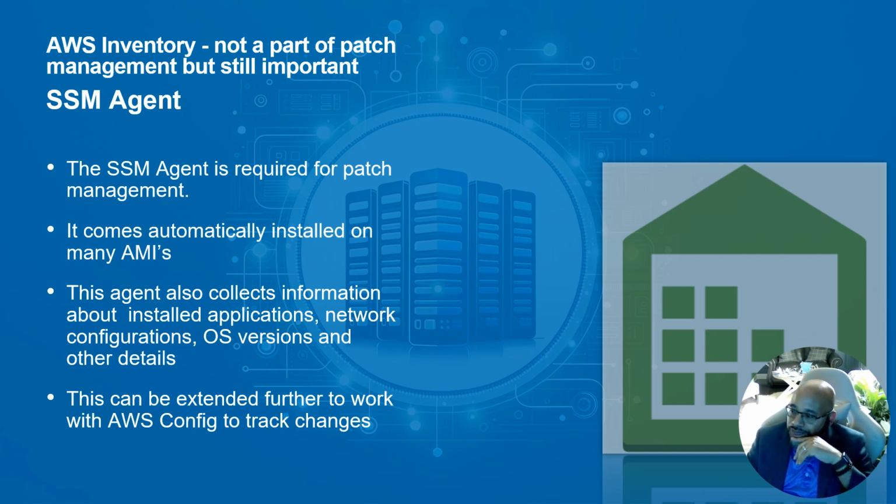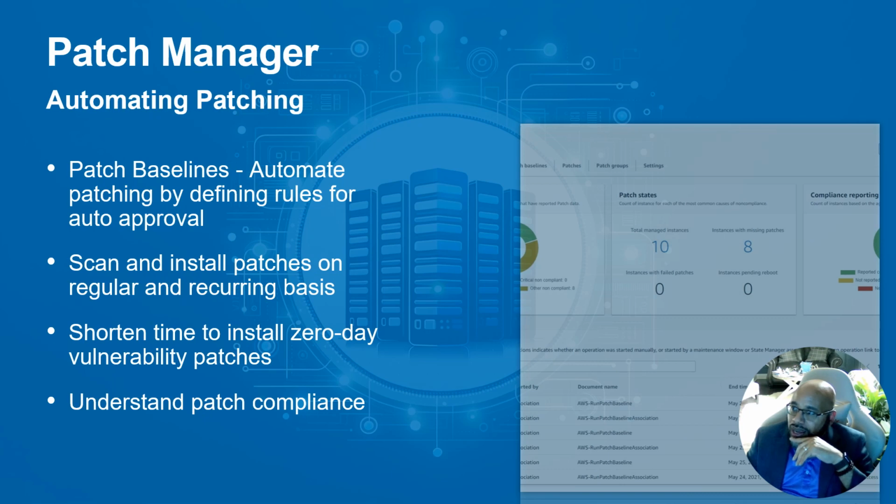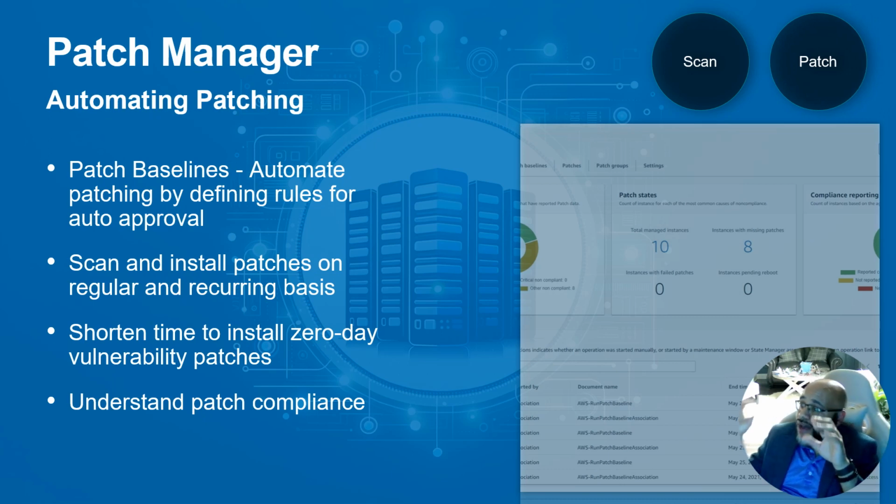As we dive deeper into AWS Patch Management, let's explore the sophisticated mechanisms that simplify the patching process. The dashboard you see here is a testament to the intuitive control AWS Patch Manager grants us. You can see patch states, you can set up patch groups, you can look at patches all in one central screen. You can look at the compliance reporting, etc.